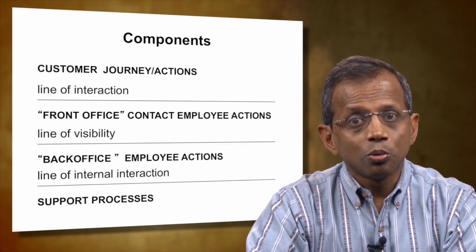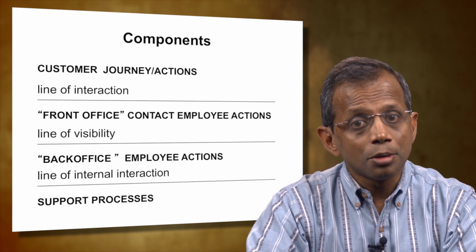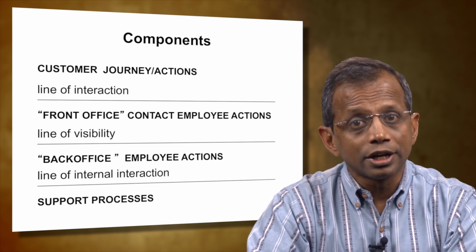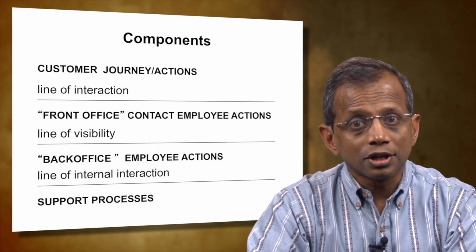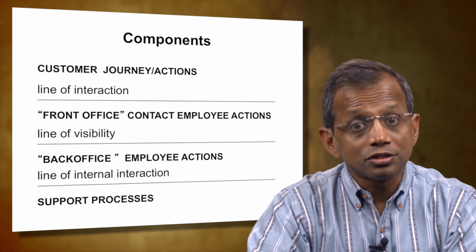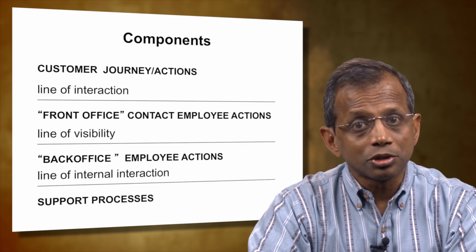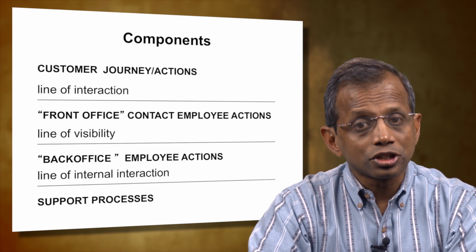In both cases, we are depicting several layers separated by dotted lines demarcating various boundaries. We begin at the top with the customer journey, or the actions that a customer undertakes in the service setting. Customers and organizational employees interact across the line of interaction. Such employees who interact with customers are often called frontline employees. Below the line of interaction, we show the front office contact employees' actions.